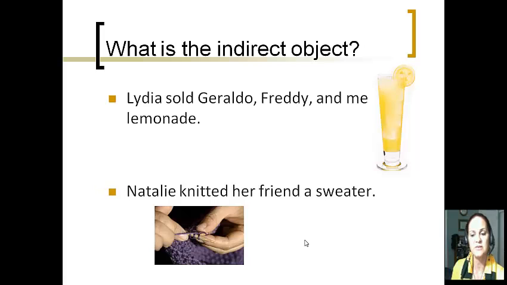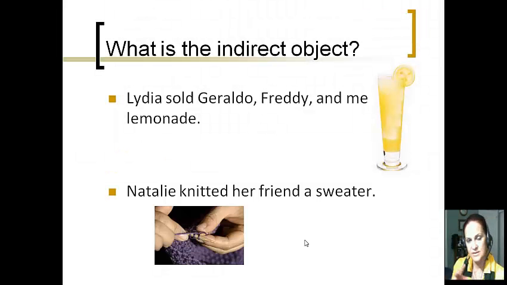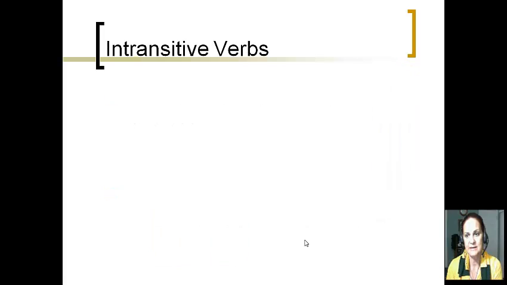Let's look at another example. Natalie knitted her friend a sweater. I find my subject, which is Natalie. My verb is knitted. Knitted what? A sweater. So sweater is my direct object. For whom or to whom? It was for her friend. So friend is my indirect object. So see, you can figure these out. You just need to think through the process and go through the steps, and you'll get this.